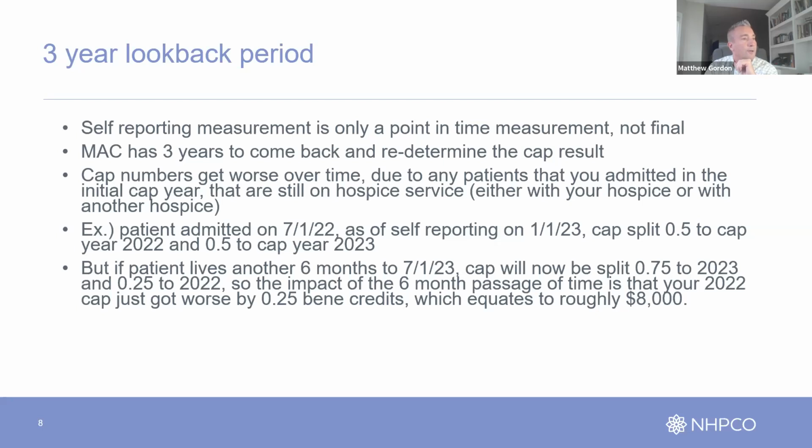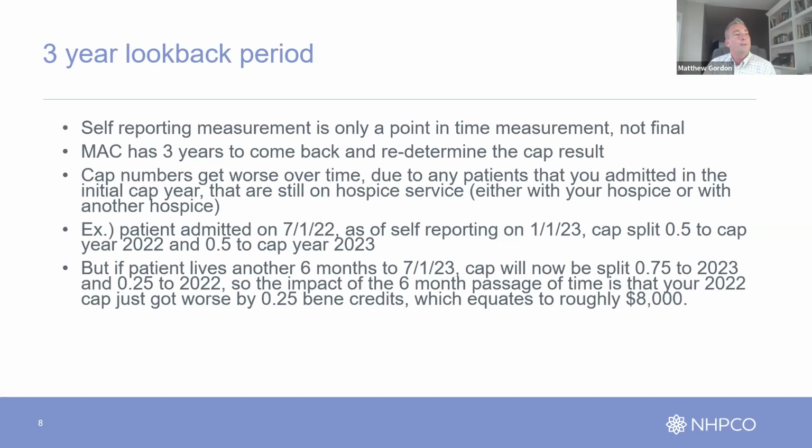All right, so the MAC or Palmetto has 3 years to come back and redetermine the CAP result. The 3-year clock actually doesn't even start until they send you your initial determination letter, which for 2022, you may get in April, you may get in June or July. So it's actually more than 3 years from when the CAP year ends, if you're looking at it that way.